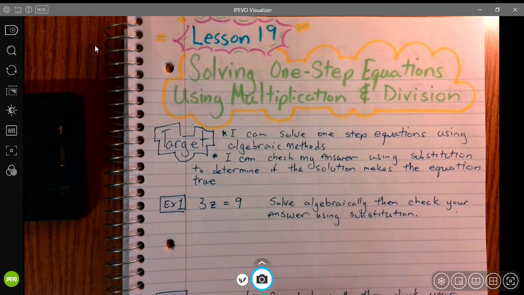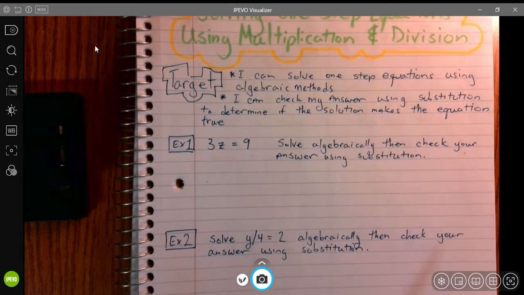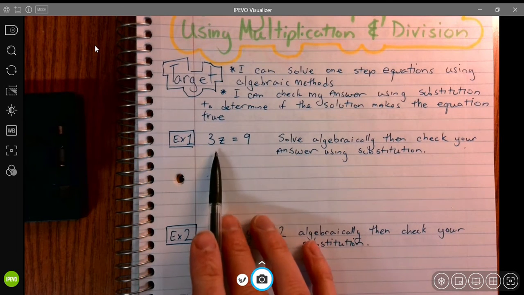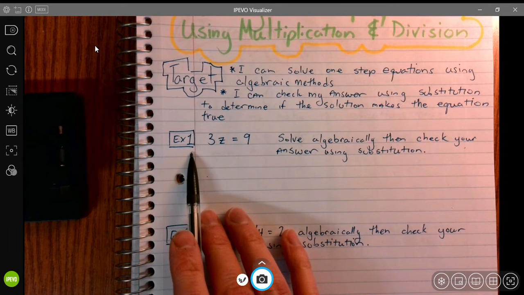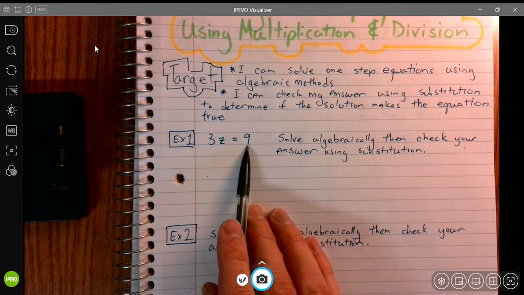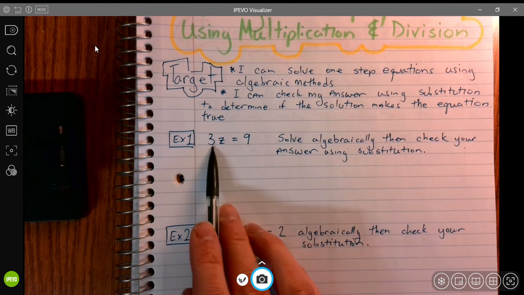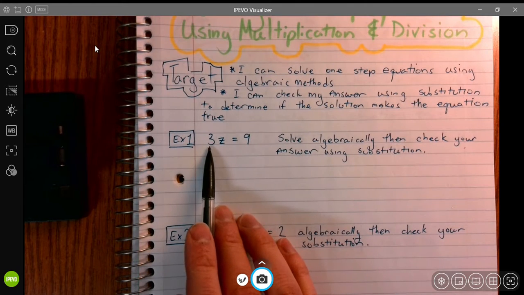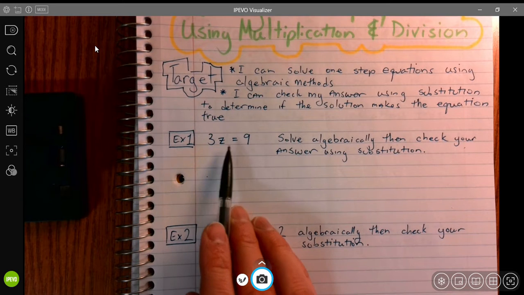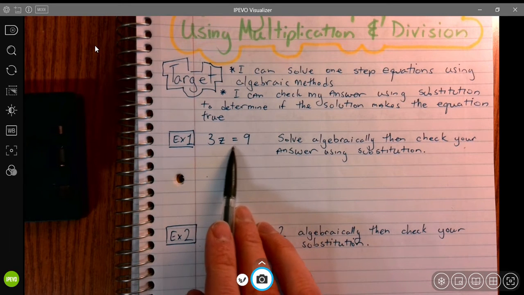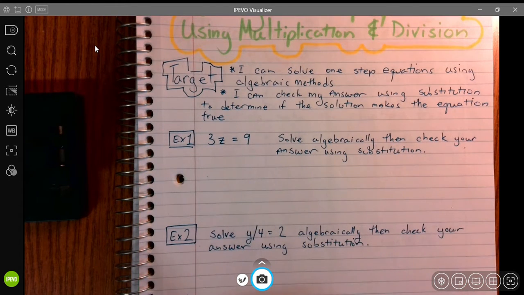So if you guys remember, in the last video, we solved one-step equations using addition and subtraction. And here, we're just going to be using multiplication and division. Okay. So example number 1 says 3z equals 9. Remember, when there's a variable next to a number like this, what we call a coefficient, that means 3 times z, or 3 multiplied by z. So 3 times z equals 9. And it says solve algebraically, then check your answer using substitution.